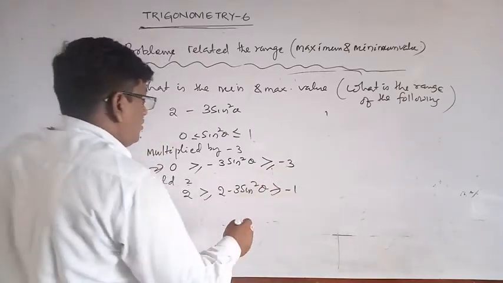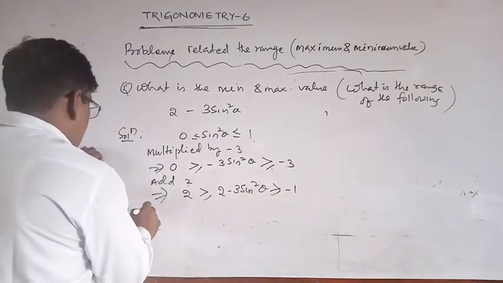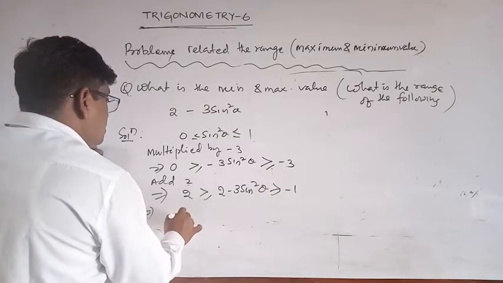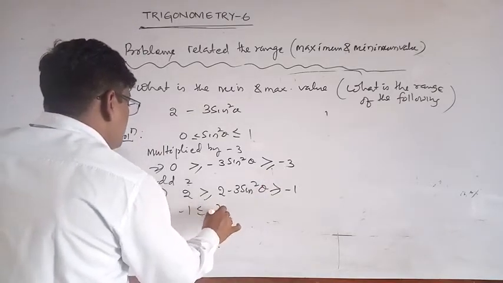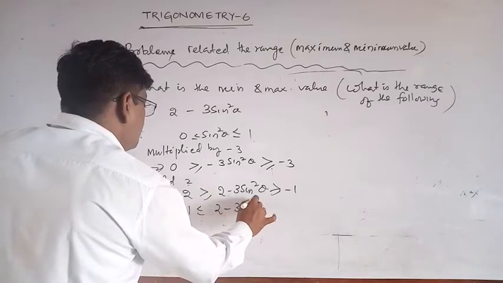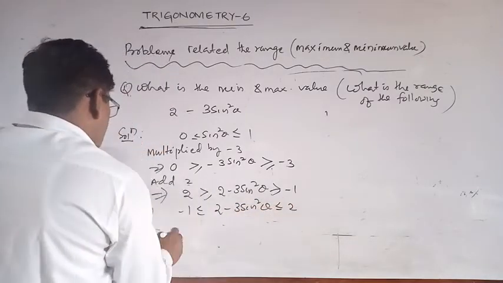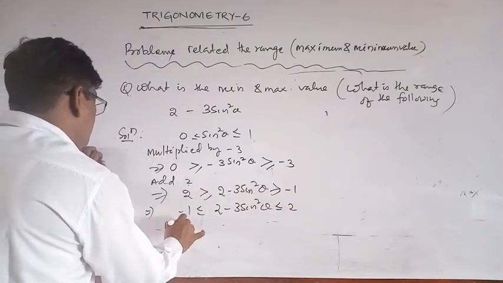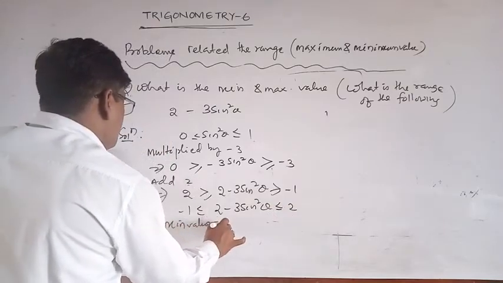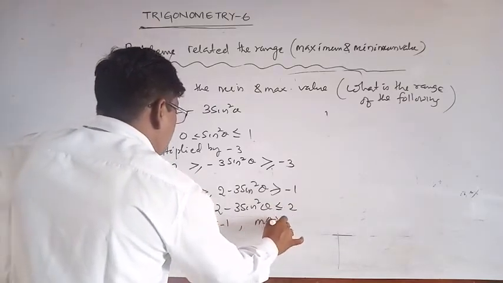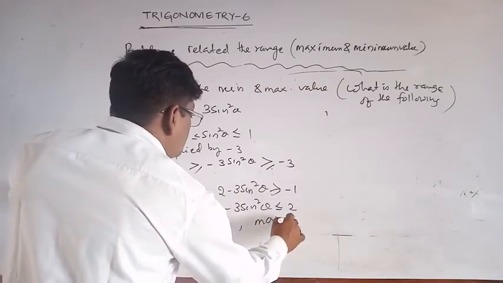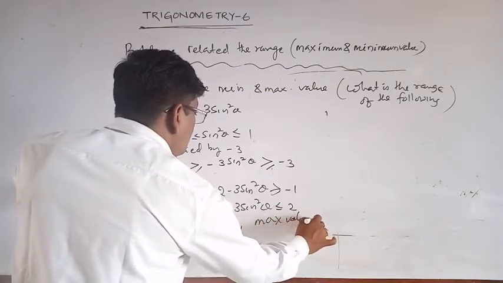Okay, now reverse, that is minus 1 less than or equal to 2 minus 3 sin square theta less than or equal to 2. So this is the minimum value. Minimum value is minus 1. Maximum value is what? Maximum value is 2.